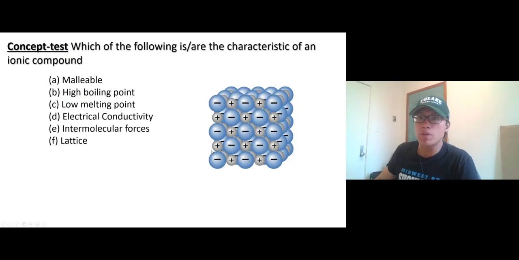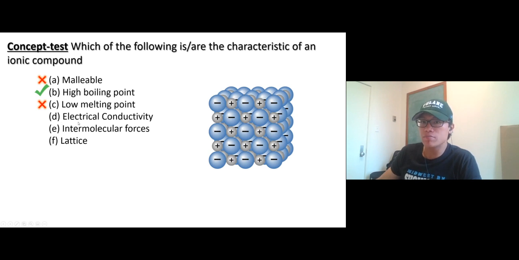Which of the following are the characteristics of an ionic compound? 1, malleable. No, if you hit an ionic compound, it breaks, right? Let's say you hit right here, the whole lattice moves downward, the negative ions and negative ions will face each other, positive will face positive, and then they repel. So it's not malleable. Only metallic compounds are malleable. High boiling point, yes. Low melting point, no, that's a covalent compound.